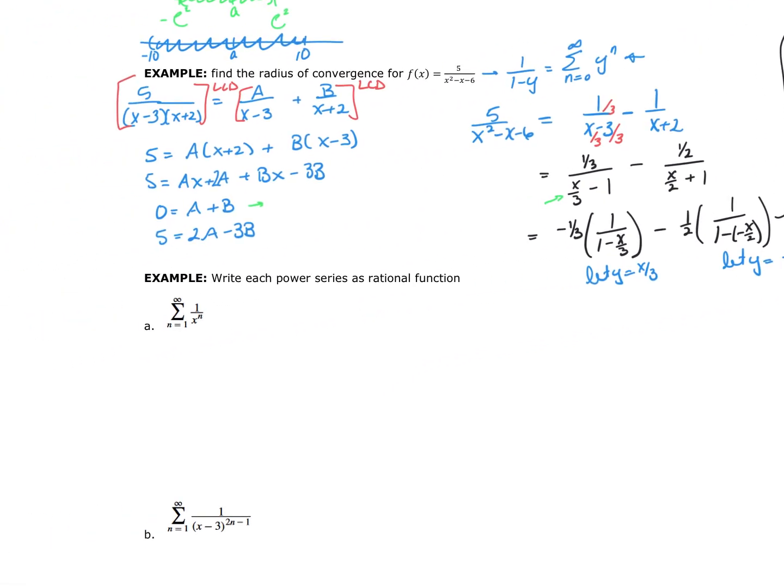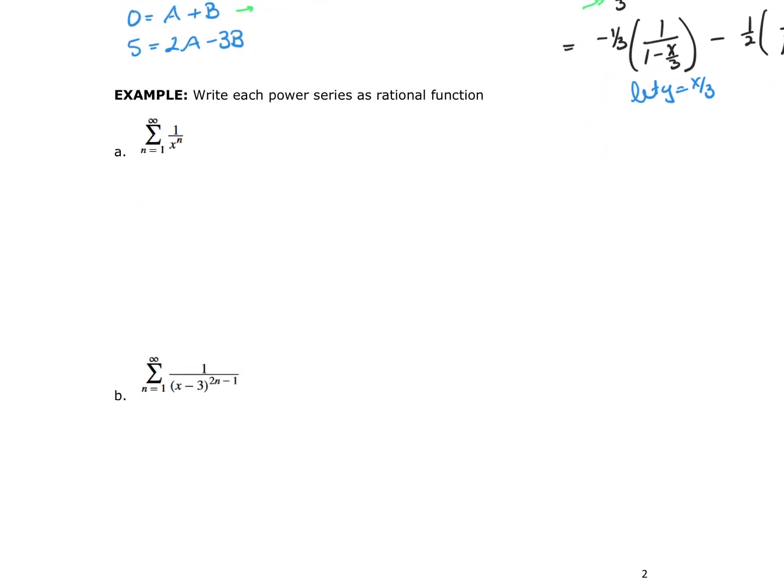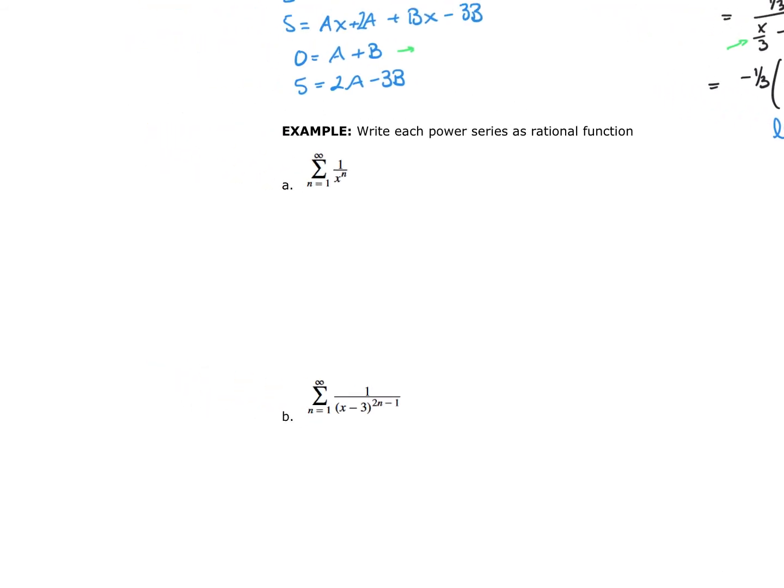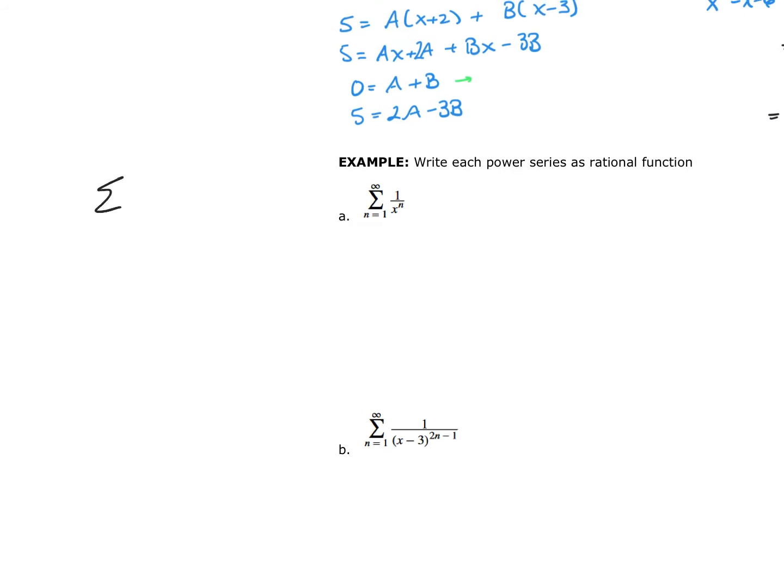Now, let's look at these examples in which I'm asked to write each power series as a rational function. A couple of things to note. For my ability to use the sum from n equals 0 to infinity of x to the n, to be able to write the power series as a rational function, I needed to start at 0. My first example, and in fact my second example, does not start at 0. I needed to start at 0.